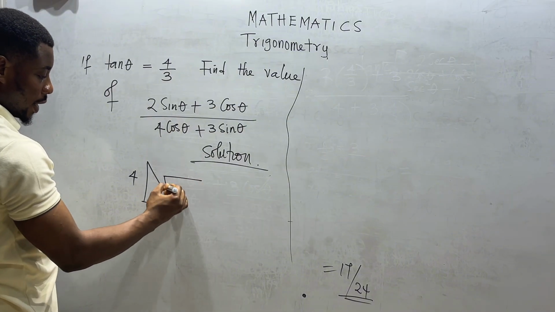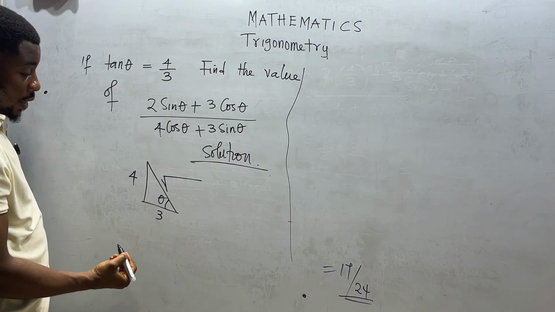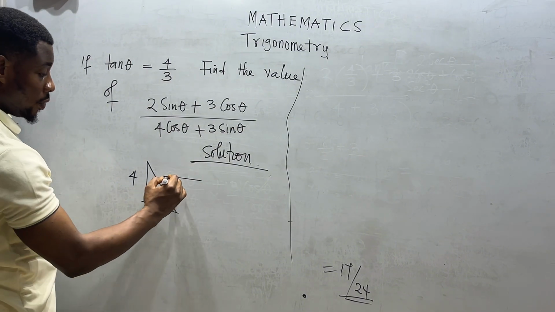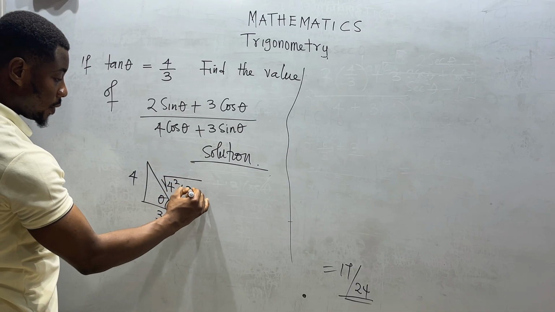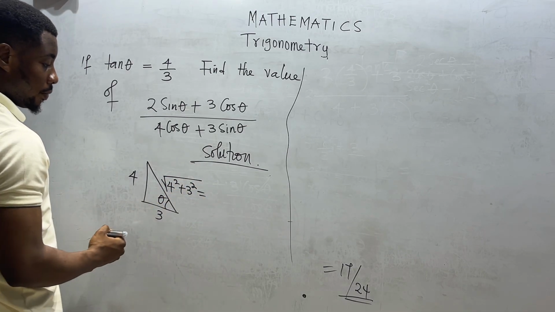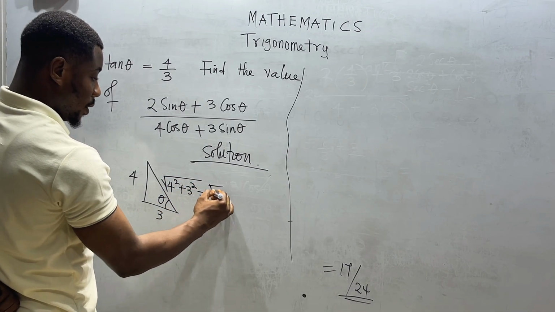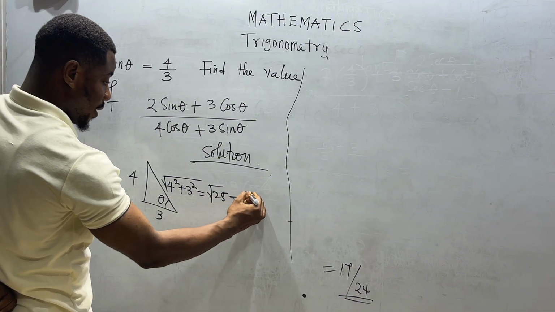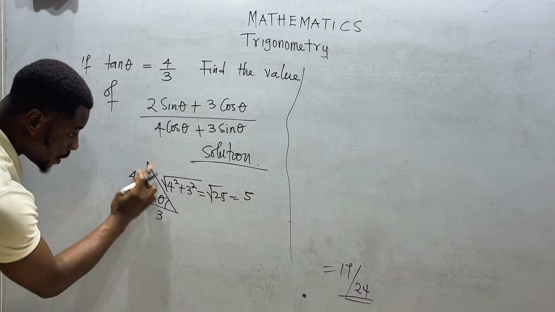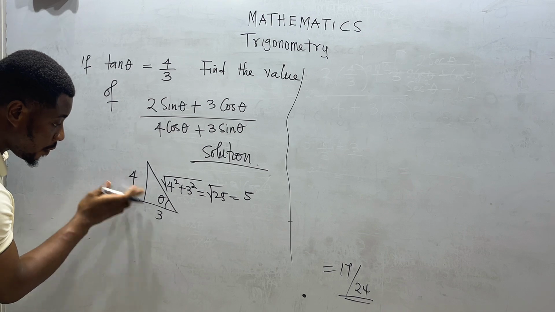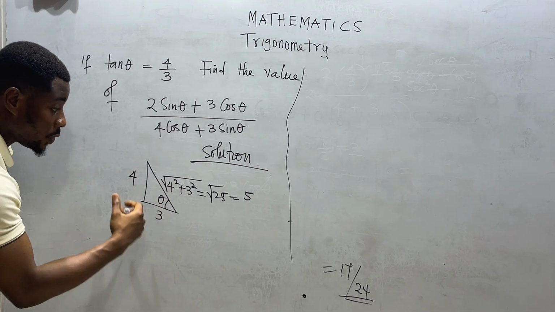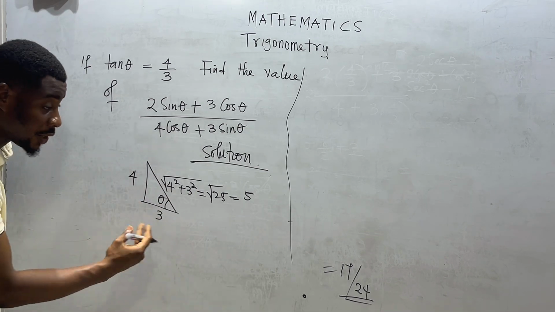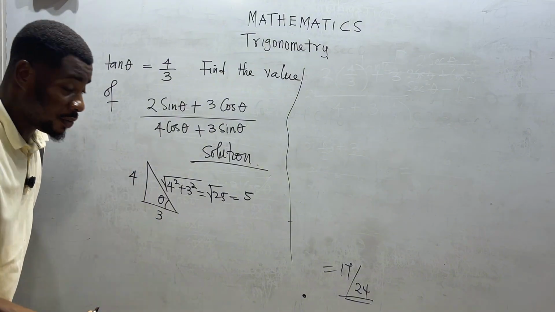The remaining side can be gotten using the Pythagoras rule. That gives us 4 squared plus 3 squared, which gives us the square root of 25, and that would be 5. So what we have here on this long side is 5, with 4 and 3. Normally the Pythagorean triple should tell you here's 4 and here is 3, so the remaining side should be 5. That will make you very fast.